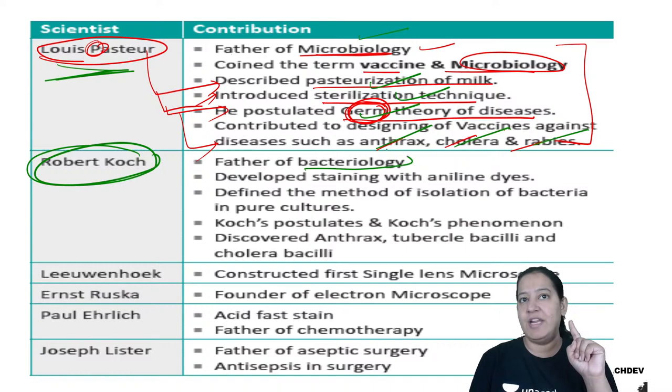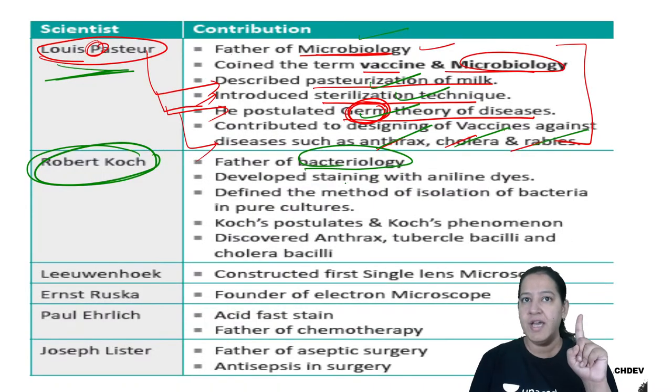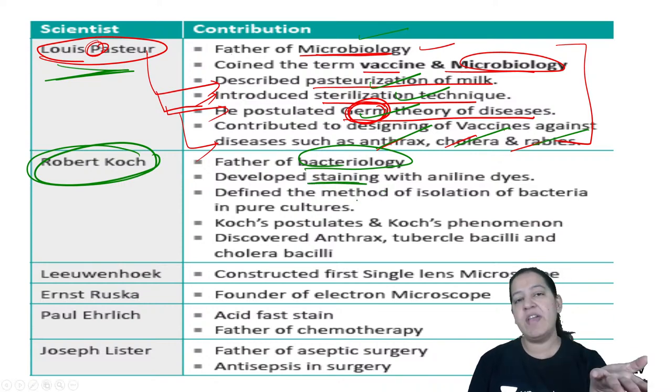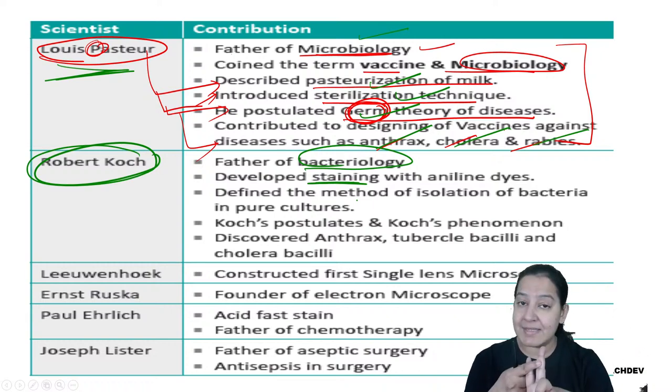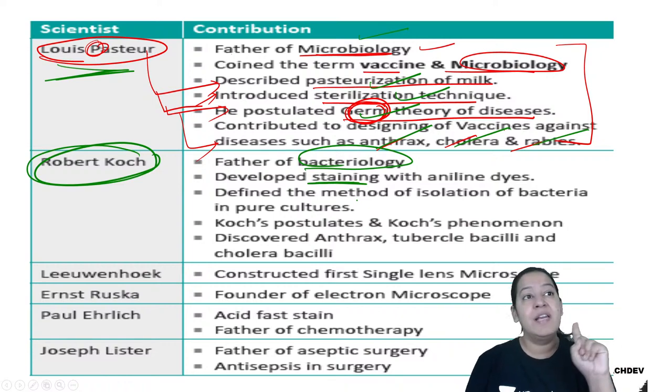Now what are the important points for Robert Koch? He is the father of bacteriology. I have already told you, father of bacteriology is Robert Koch. Yes, he developed staining, first time staining. Now we have very many stains in microbiology: Gram stain, Giemsa stain, acid fast stain, Albert stain, negative stain, simple stain. Many stains are available. First time staining kisne kiya? He is Robert Koch. He also developed the methods of isolation of bacteria and pure culture.